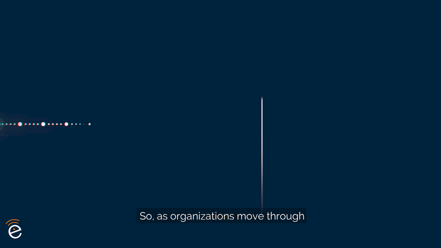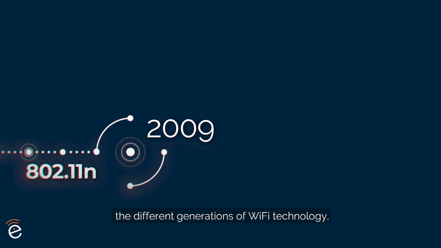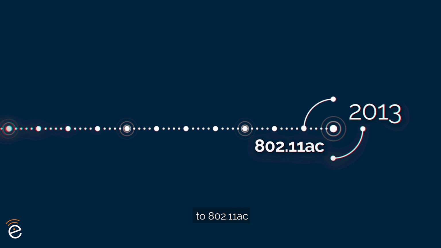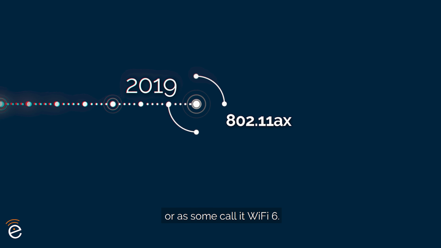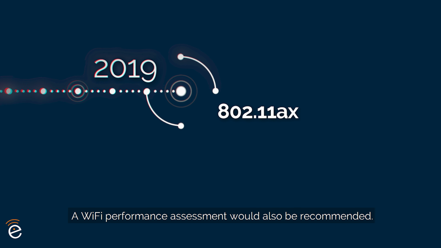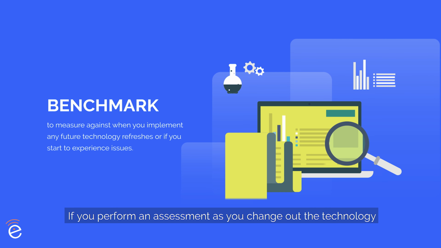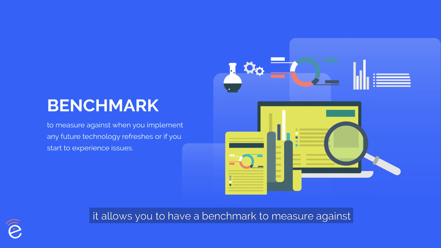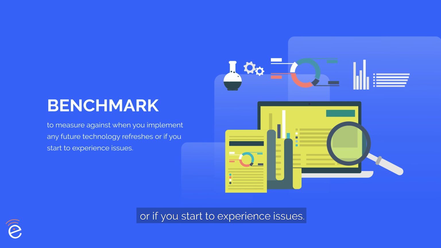So as organizations move through the different generations of Wi-Fi technology, so for example, going from 802.11n to 802.11ac and now moving to 802.11ax, or as some call it, Wi-Fi 6, a Wi-Fi performance assessment would also be recommended. If you perform an assessment as you change out the technology or do a technology refresh, it allows you to have a benchmark to measure against when you do any future technology refreshes or if you start to experience issues.